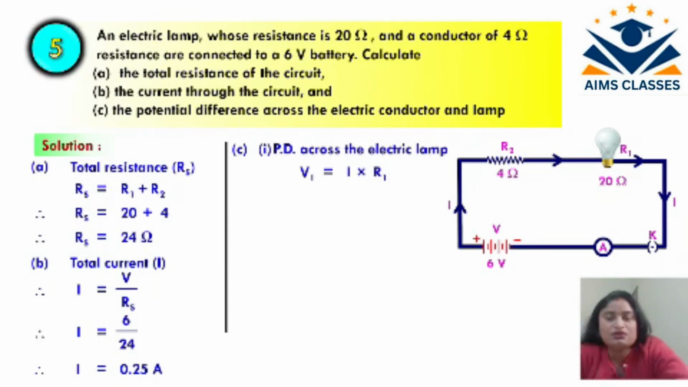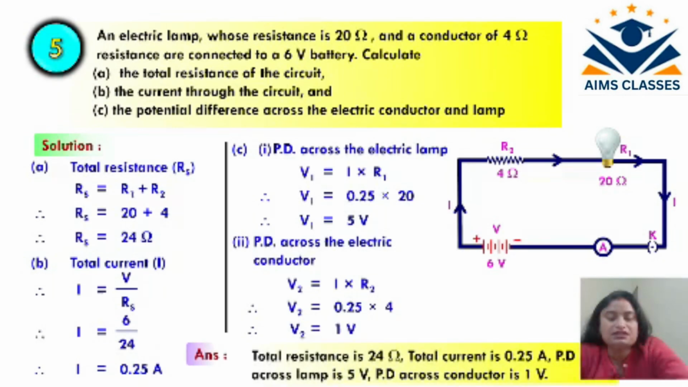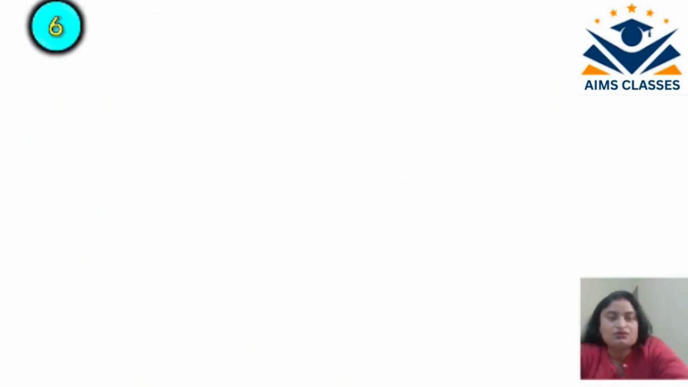So V1 equal to IR1. So I is 0.2 and R1 is 20. So 5 volt is the potential difference across the electric lamp, and the potential difference across the electric conductor V2 equal to IR2. So I is 0.25 and R2 is 4. So here 1 volt is the potential difference. And next question is 6.